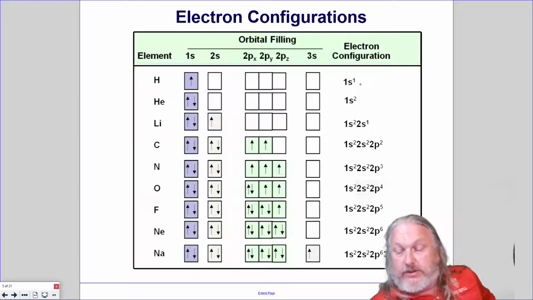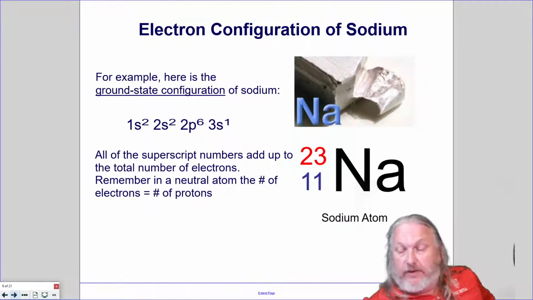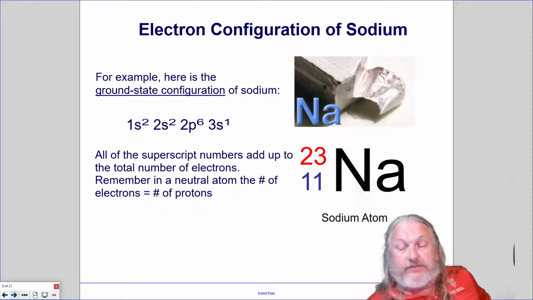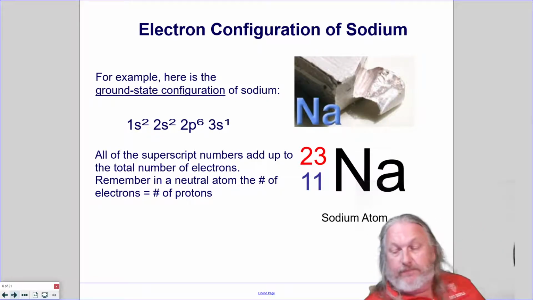Now, let's look at sodium. It's number 11. So I've got 2 electrons in the 1s, 2 electrons in the 2s, 6 electrons in the 2p, and 1 electron in the 3s. So I'll write my configuration like 1s2, 2s2, 2p6, 3s1. Not very hard. So this is the ground state configuration for sodium.